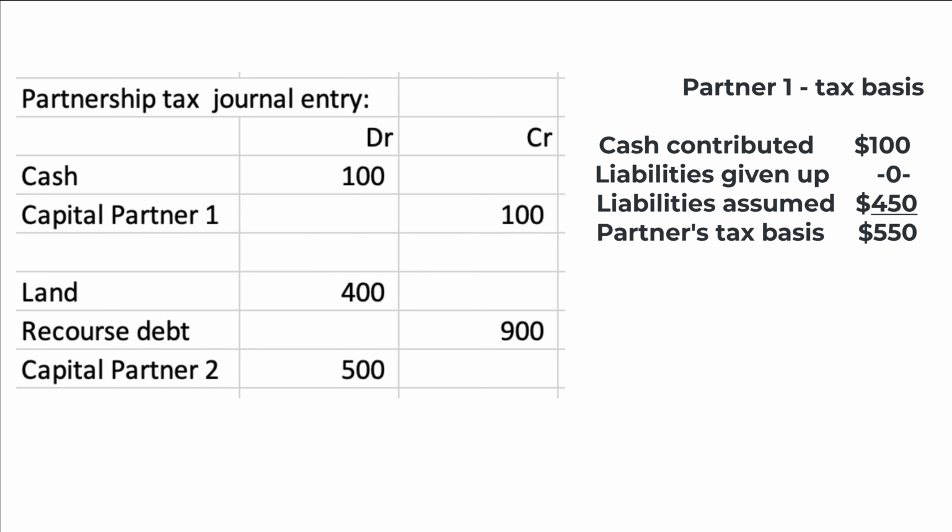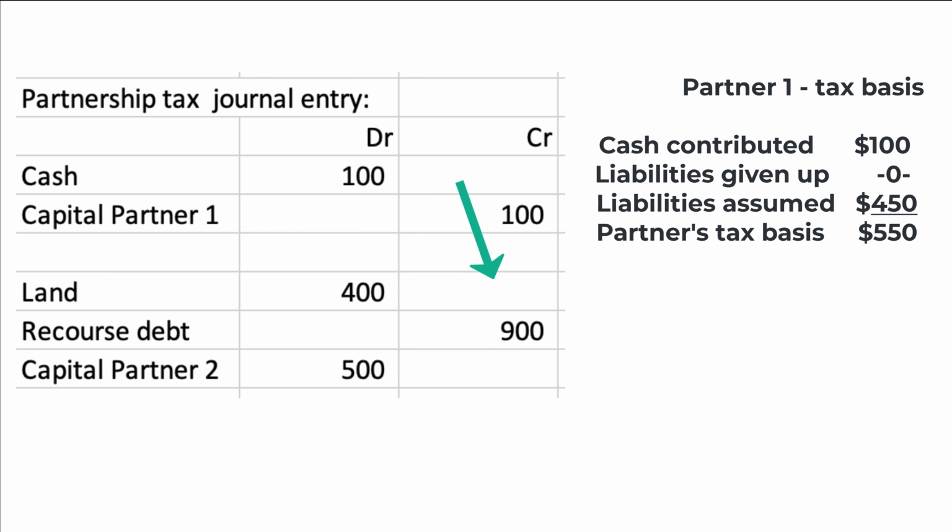If you're a journal entry kind of person, we can show this in journal entries. Here is the tax basis journal entry for the last transaction. Partner 1 contributes cash and gets a $100 tax basis capital account. Partner 2 contributes the land and the liability for a negative or debit $500 tax basis capital account.